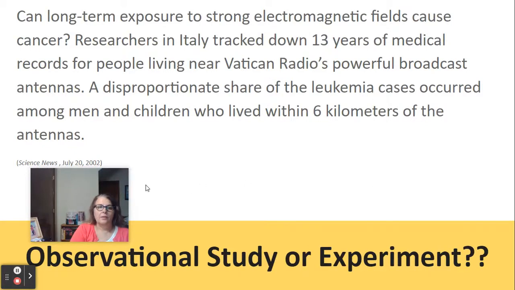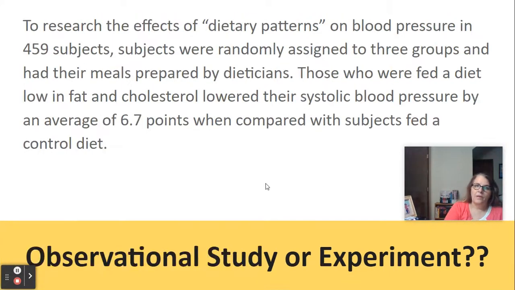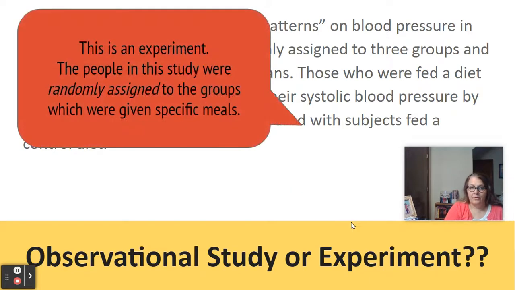Observational study or experiment? Well, the fact that they looked at 13 years of medical records is a good indicator that this is an observational study. People in the study were not randomly assigned to live close or far from the broadcast antennas, and it's definitely retrospective because it looked at 13 years of medical records. In the next one, the fact that they're randomly assigned and given a treatment, which is the diet, means we would say this is an experiment. The people in the study were randomly assigned, and they were each given specific meals.